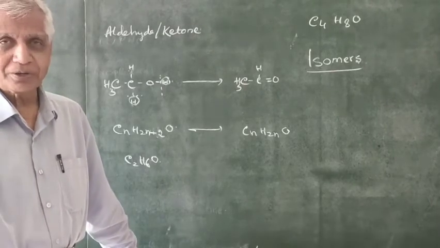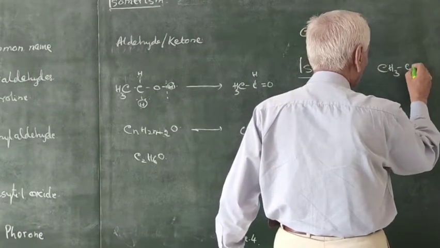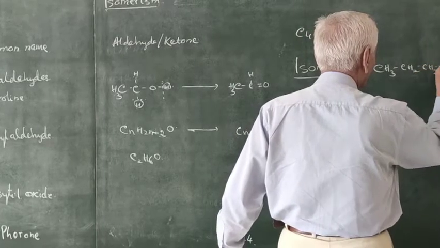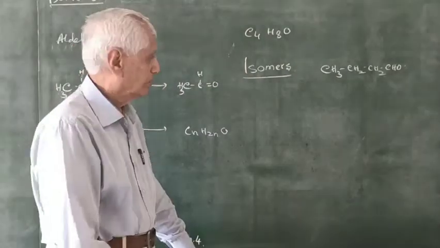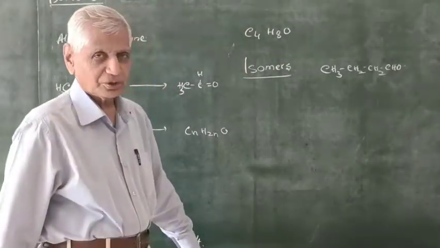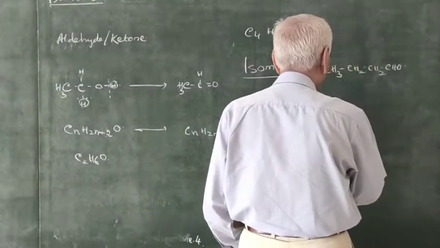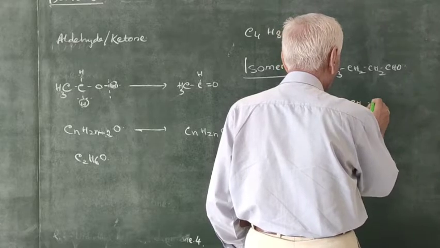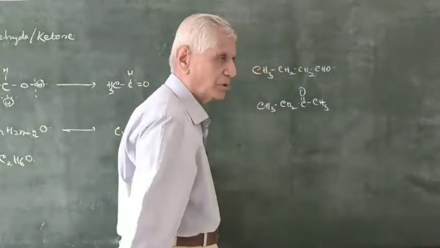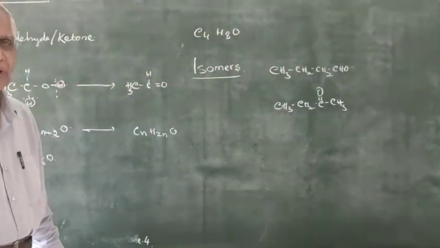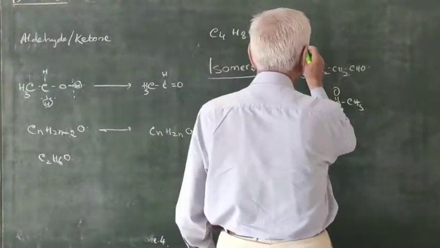Two important isomers I'll give you. That is CH3CH2CH2CHO: 4 carbons, 8 hydrogens, 1 oxygen. Another isomer is CH3CH2COCH3. You know, these are functional isomers. These two types of isomers are known as functional isomers.